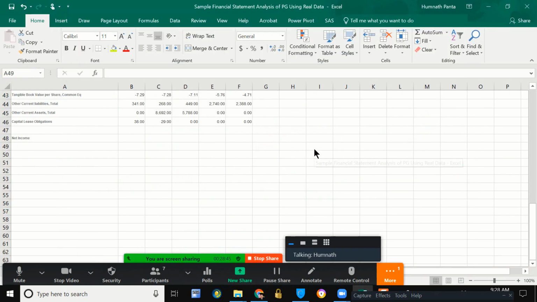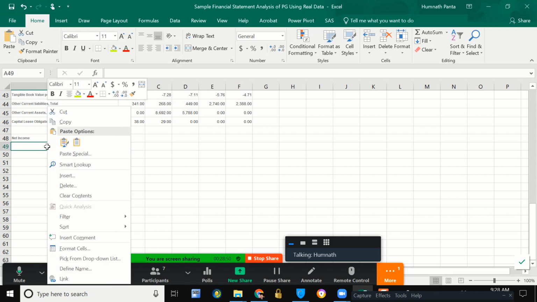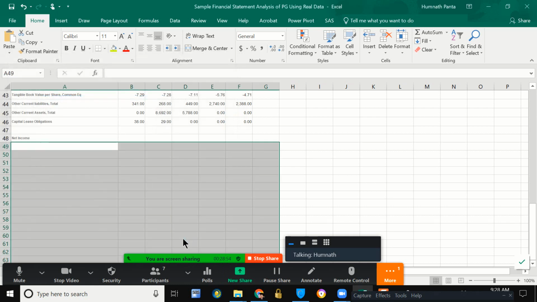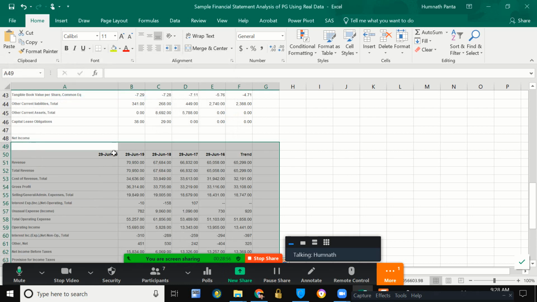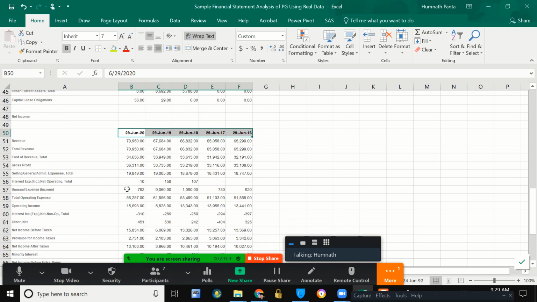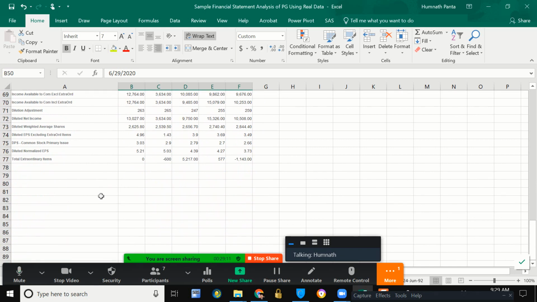So it is our Excel file, and I'm going to do right click, paste special, and HTML. Okay, so that way it doesn't bring any format issue. So here I'm going to Control X, and then I'm going to do Control V. So everything looks good. I don't have to redo formatting. Everything is automatically done for us.